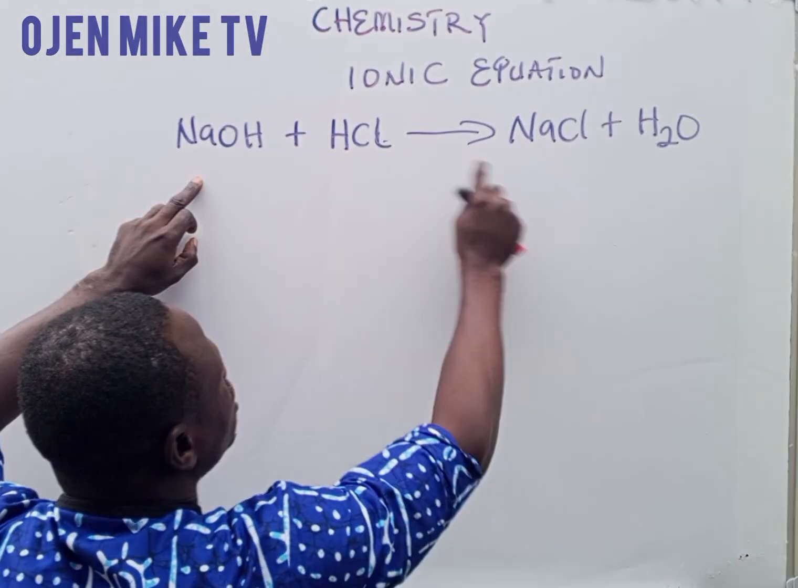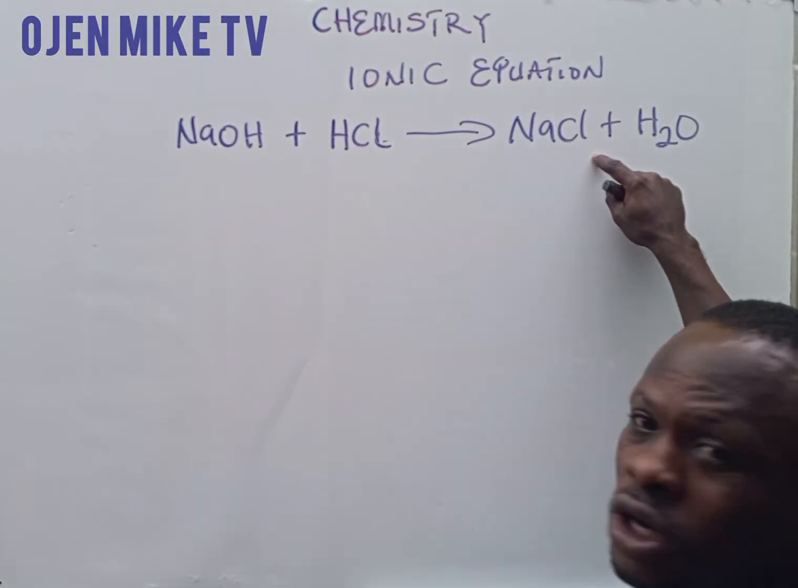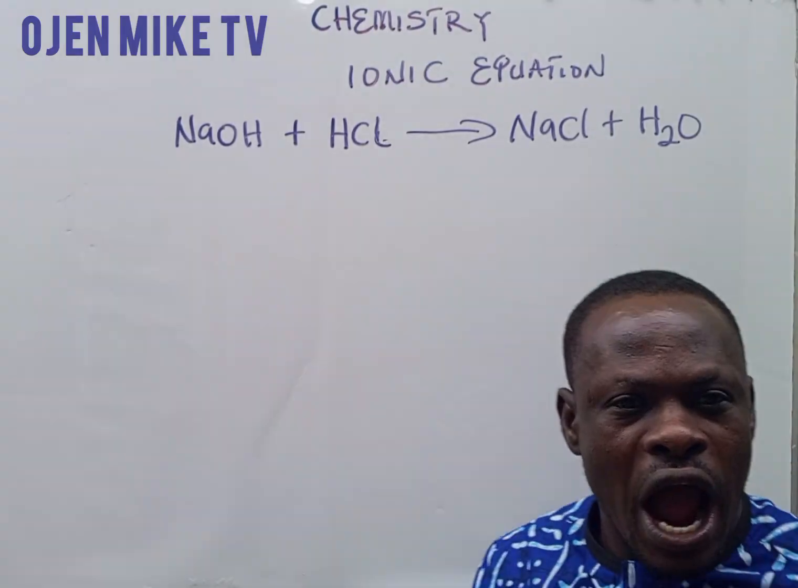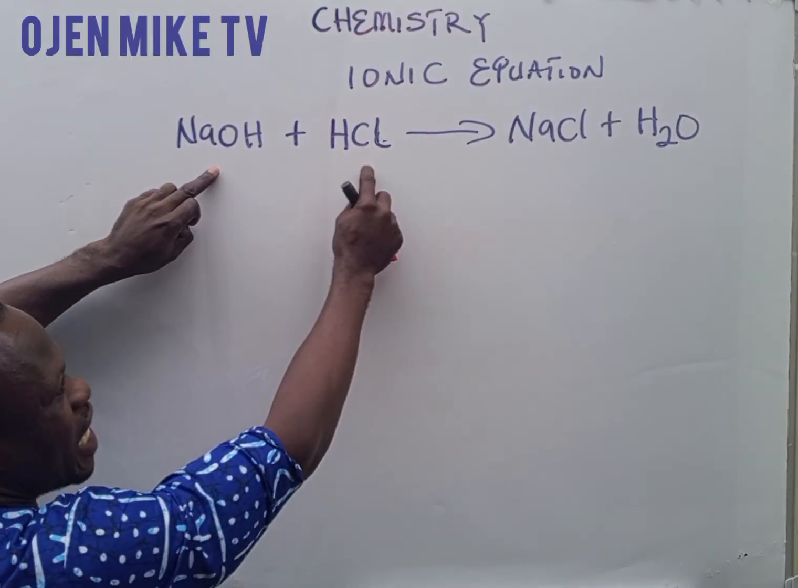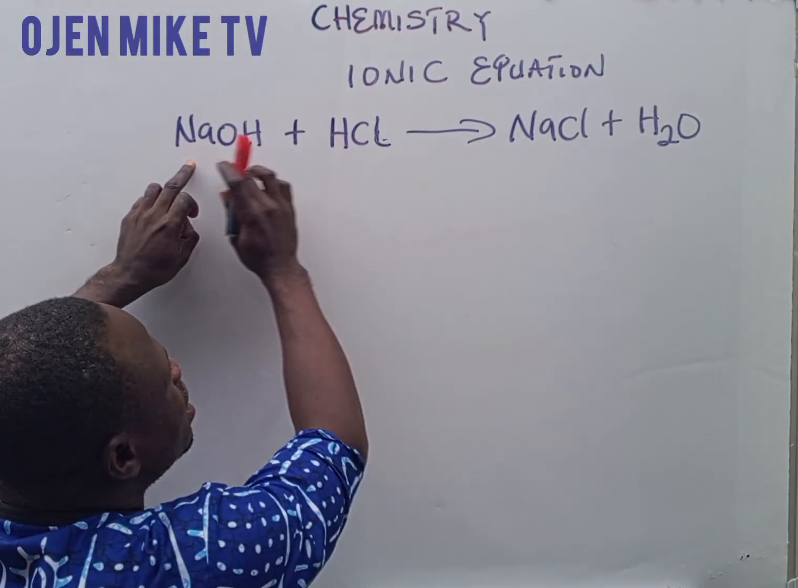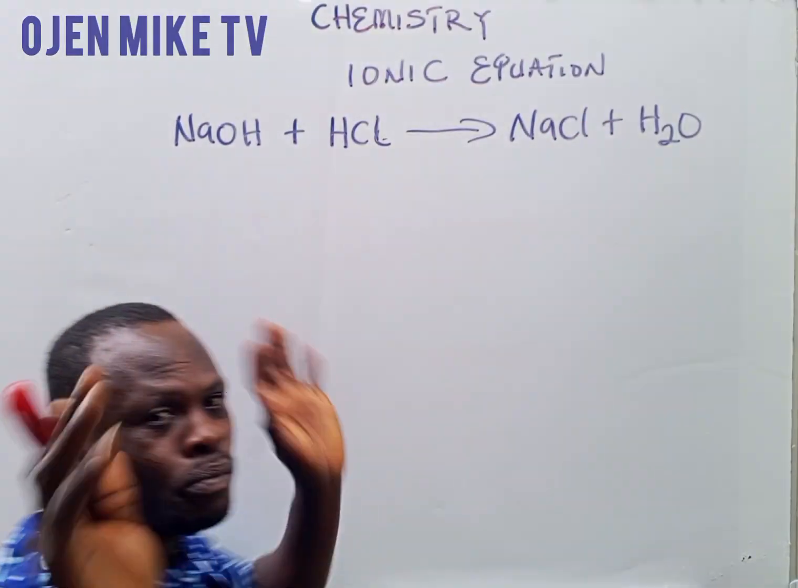This equation is a simple molecular equation. It is a correct balancing of molecular equation. We want to change this molecular equation into ionic equation. How do we balance it? Follow me. We have the reactant and we have the product. What you have to do is split the ions of the reactant and split the ions of the product.